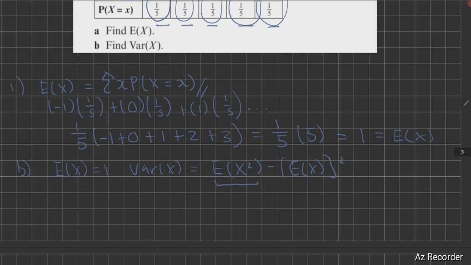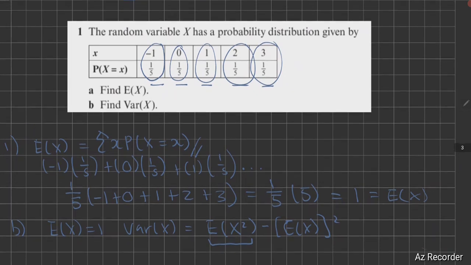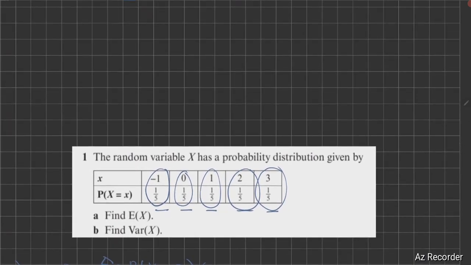So now we need to create a separate table for E(x squared). So we'll do this above just to make it clearer. Okay, so x squared, P(x) is equal to x. So when x is minus 1, 0, 1, 2, and 3, x squared would be 1, 0, 1, 4, and 9. Probabilities all stay the same at a fifth. One thing to note is that notice how squaring x turns the negative x value positive.